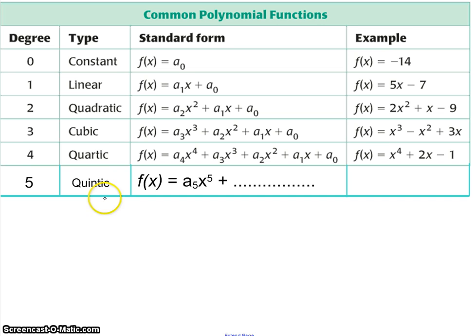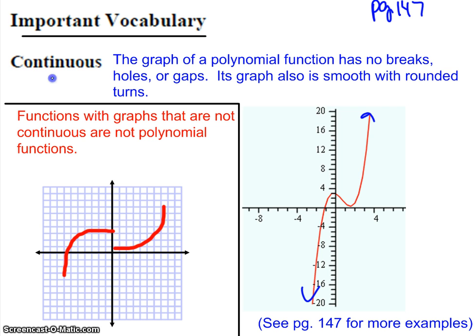Yesterday we went through the different types of polynomial functions of constant, linear, quadratic, cubic, quartic, and quintic. Remember that a polynomial function is determined by the degree of the function, which is your highest exponent. That determines what type of function it's going to be. We also talked about the graph and how the graph is continuous with no breaks, no holes, or gaps. The curves are smooth and rounded, not sharp.